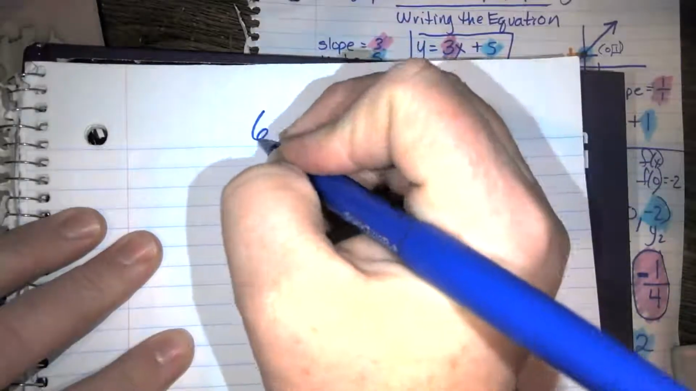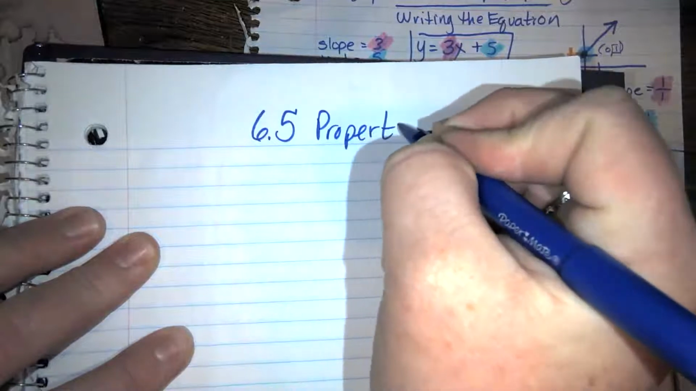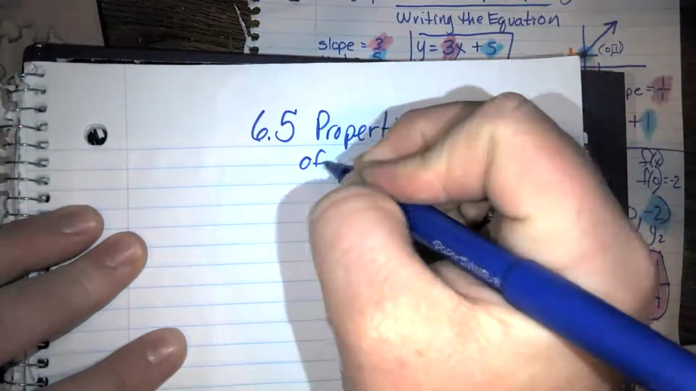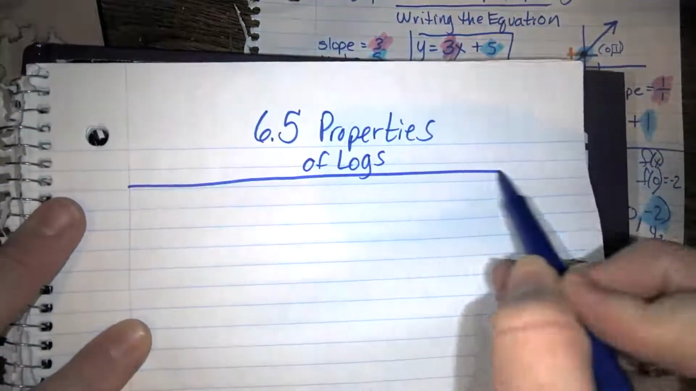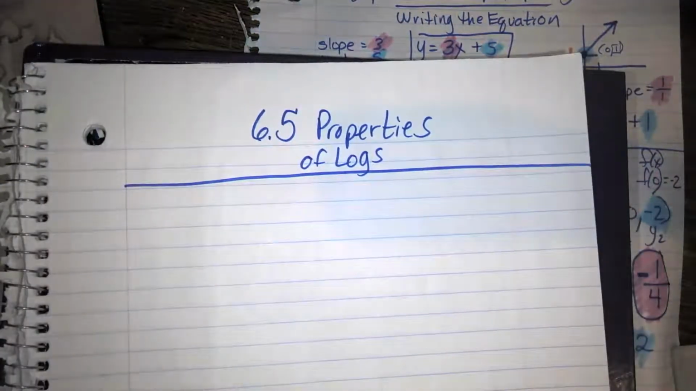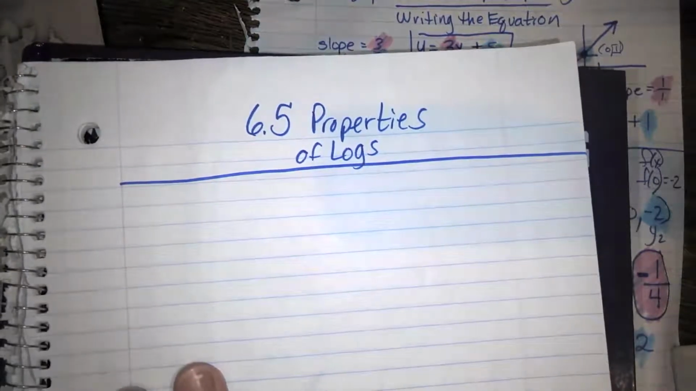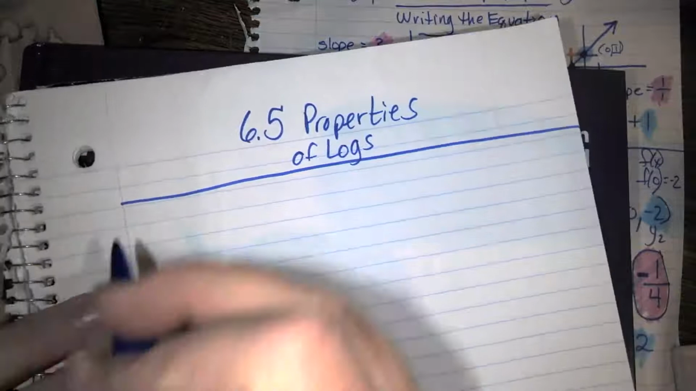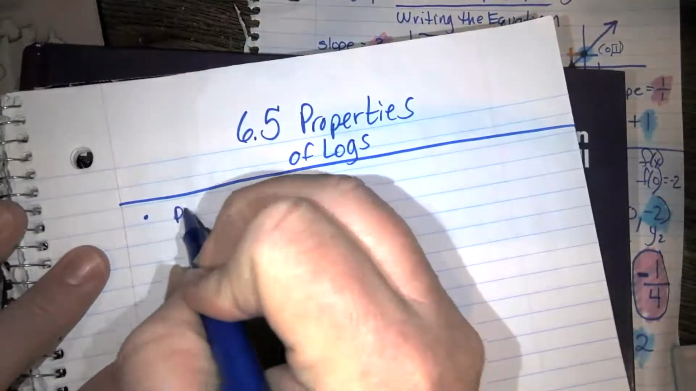Okay, we're going to get started on properties of logarithms. So this is 6.5, properties of logarithms. And what we're going to be doing is talking about what we can do with these. There's really only 3 properties that we have to pay attention to with logs.